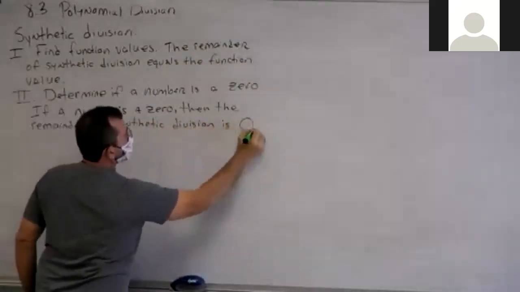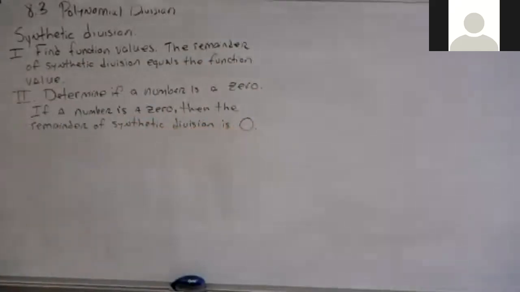Is zero. And so if I'm checking my numbers, I go through and I get a zero remainder, then that means that number is a zero of that polynomial. Any other value for the remainder, then I'll put a note for that, okay?